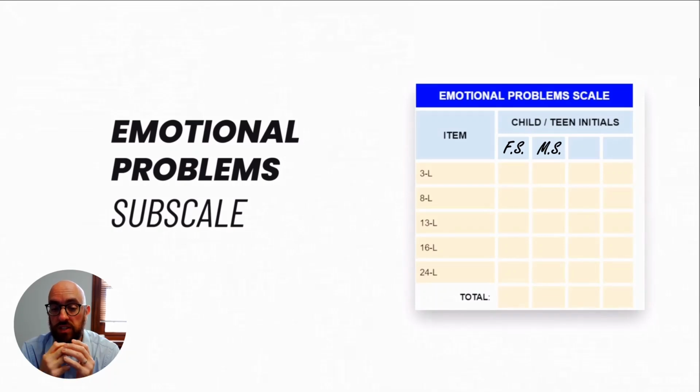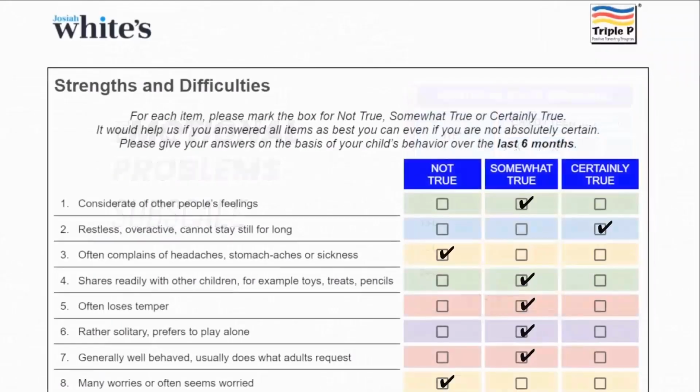And so we tried to simplify this process through this new delivery system. So turning to John's answers, this is some of his answers for one of the children. We're going to pull those answers from here. Now also notice that this one is in yellow. This is an emotional question, often complains of headaches, stomach aches, or sickness. So we're going to transfer this over to the other in the data summary.